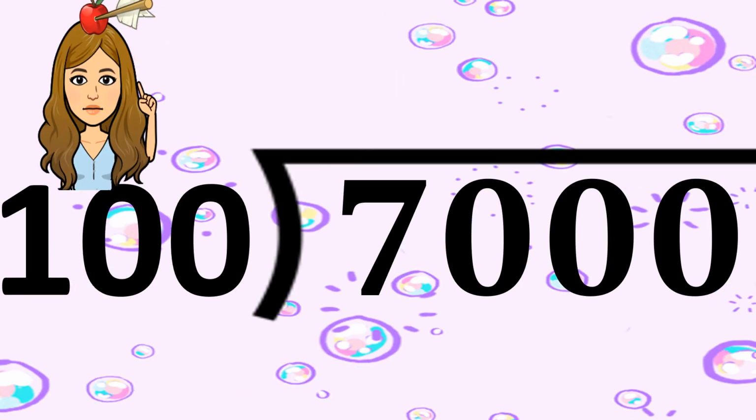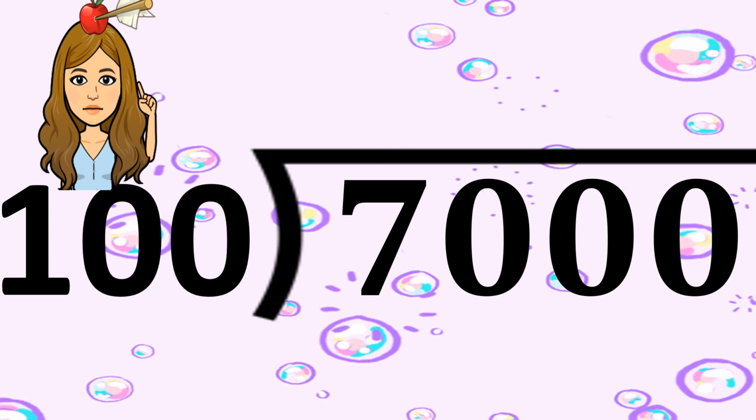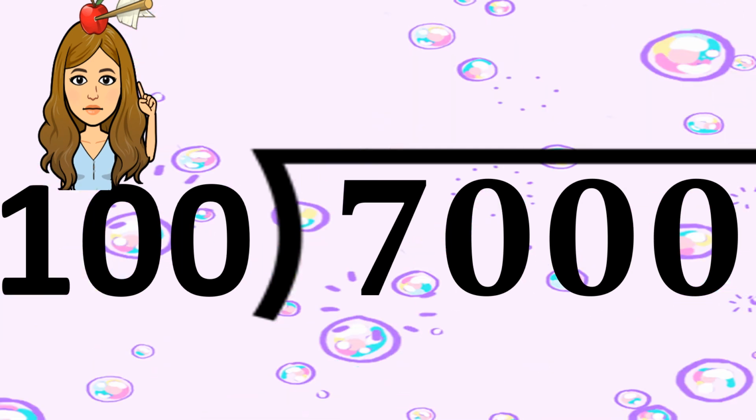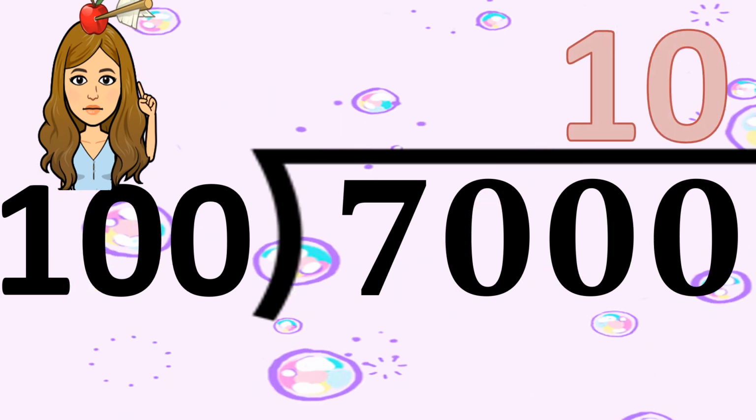Next number. 7,000 divided by 100. How many? Absolutely! It's 10.